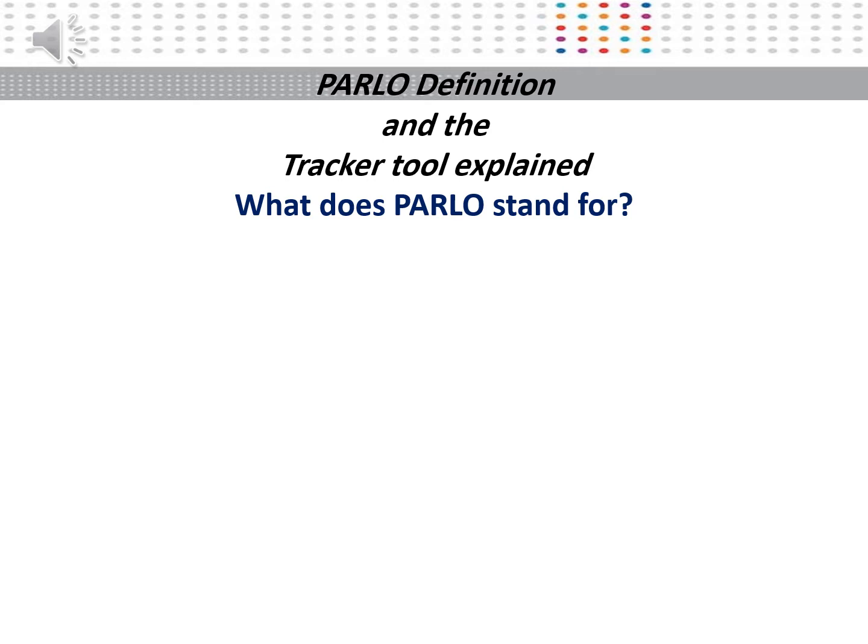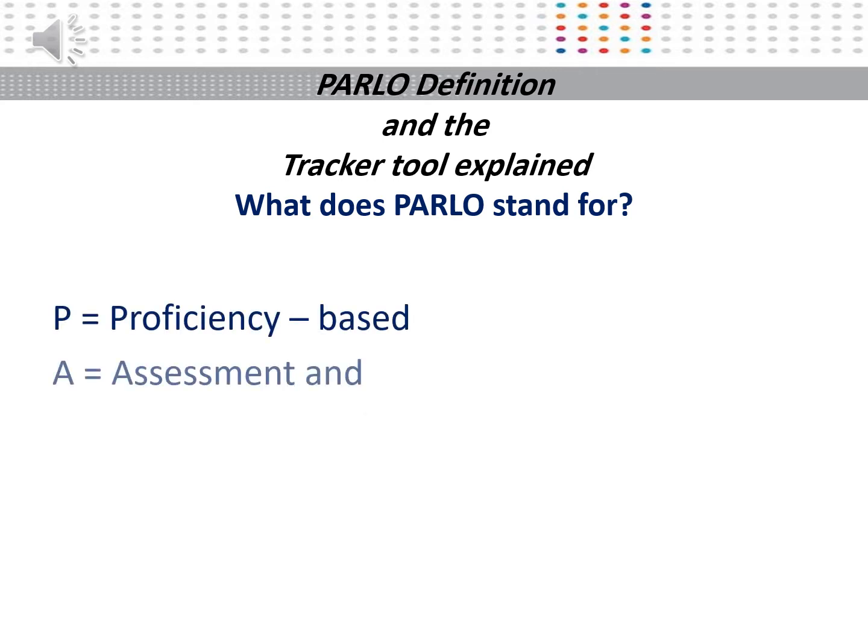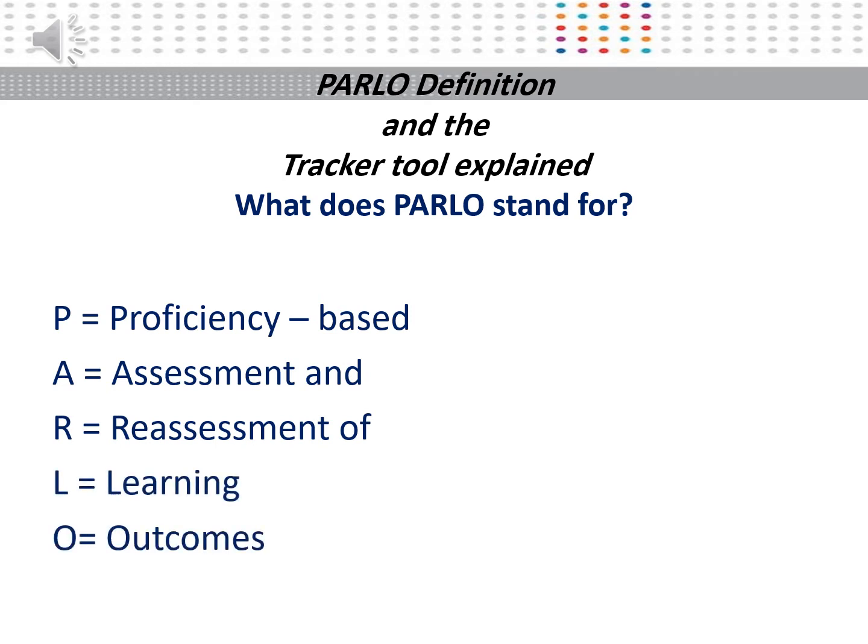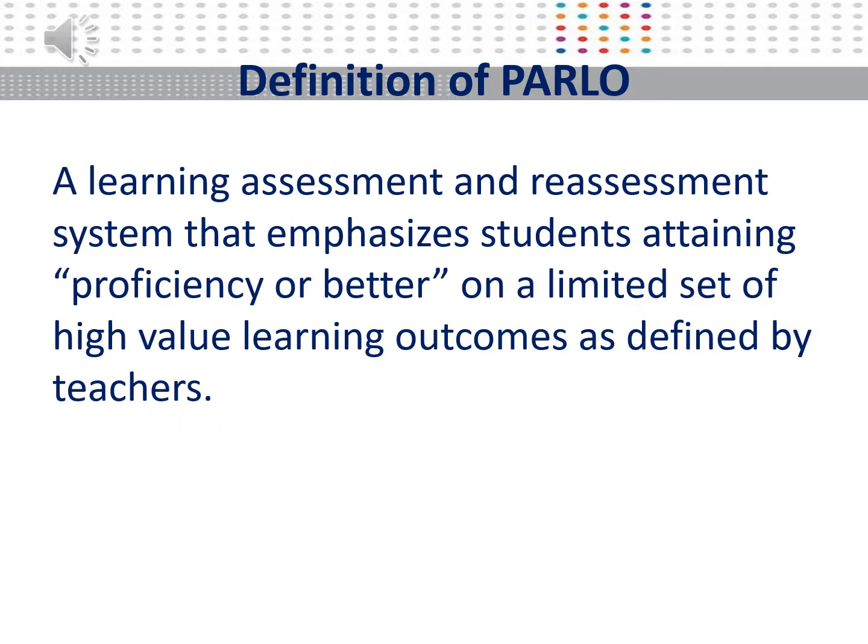What does PARLO stand for? P stands for proficiency-based. A stands for assessment and R stands for reassessment of. L stands for learning. O stands for outcomes. Definition of PARLO: a learning assessment and reassessment system that emphasizes students attaining proficiency or better on a limited set of high-value learning outcomes as defined by teachers.